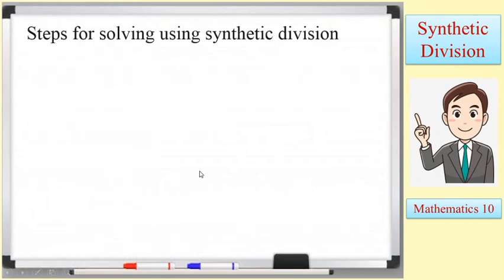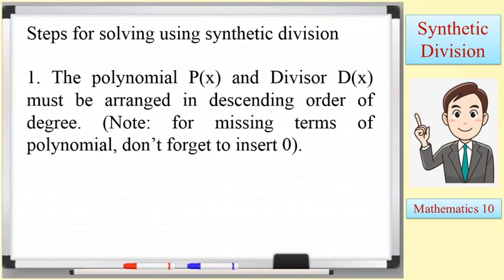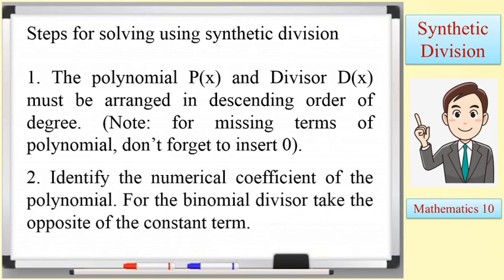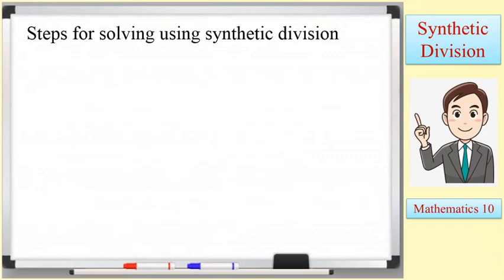Okay? So, we have the steps for solving synthetic division. Step number 1: the polynomial p of x and divisor d of x must be arranged in descending order of degree. Note, for a missing term of the polynomial, don't forget to insert 0. Next, step number 2: identify the numerical coefficients of the polynomial. For a binomial divisor, take the opposite of the constant term.